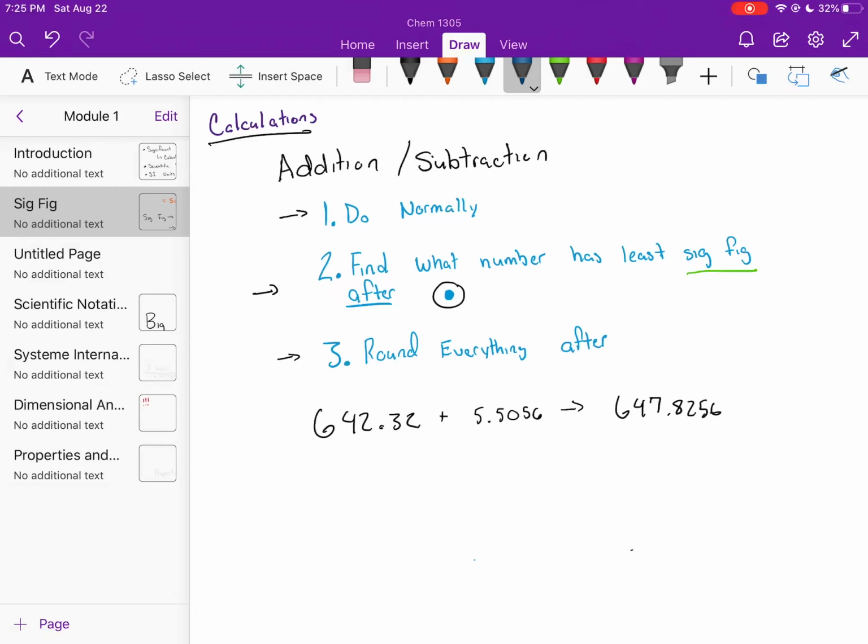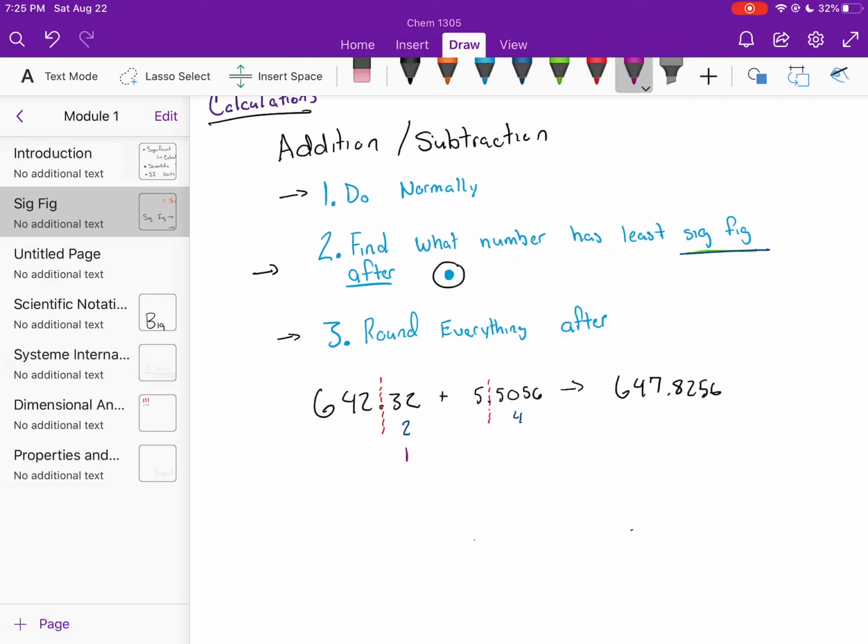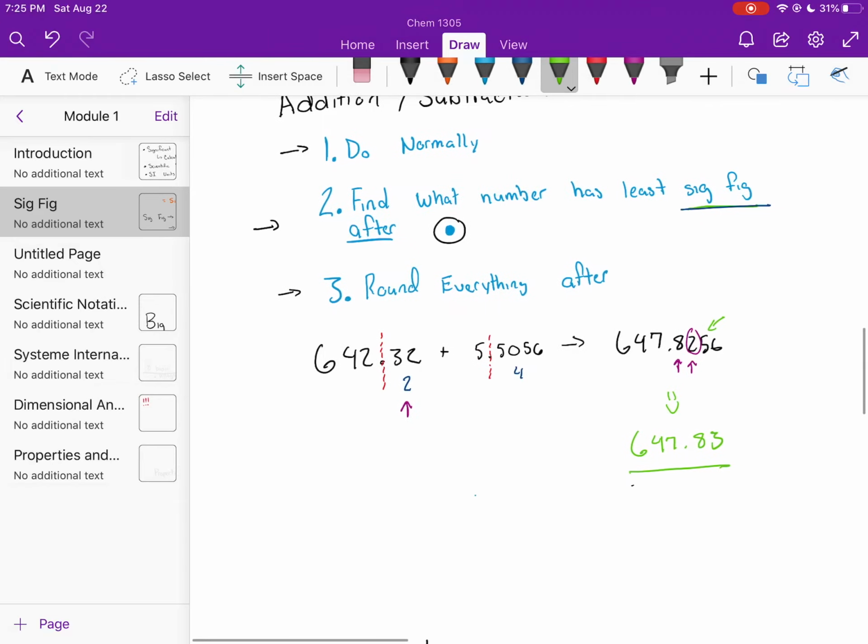Then we look at which number has the least amount of significant figures after the decimal point. What I like to do is draw a little line at the decimal point. We see we have 2 digits here and we got 4. So that means we only want to go up to 2 digits after the decimal point. So we go 1, 2, and we're going to round at this number. So at the end, we'd have 647.83, because this is 5 or higher. And that's how you do it. Pretty simple stuff. Let's do one more.